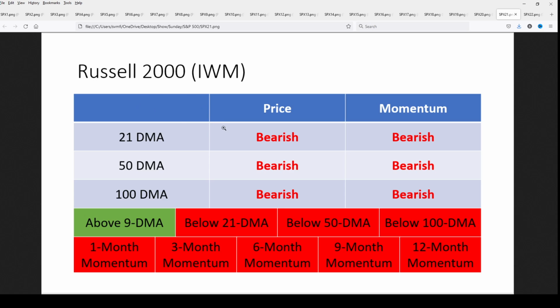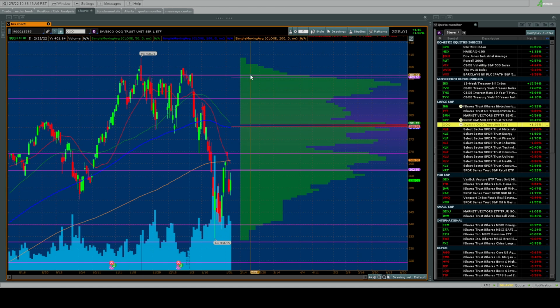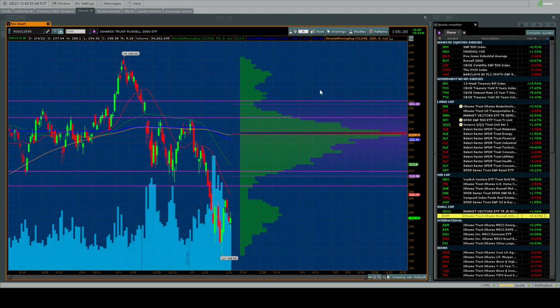How about we take a look at the major moving averages? Bearish signals across the 21, 50-day, and 100 on price. Momentum is obviously trending down too, saying that the picture on Russell 2000 here is bearish. Below the 21, 50, and 100-day moving averages, all the momentum signals are negative, meaning it's below its 1, 3, 6, 9, and 12-month price point, telling you that momentum algorithms are going to be looking to exit those positions. That's not a bullish picture. It's very bearish.